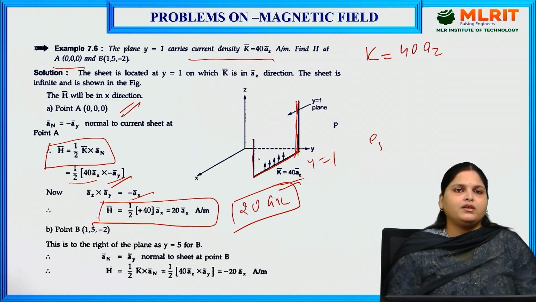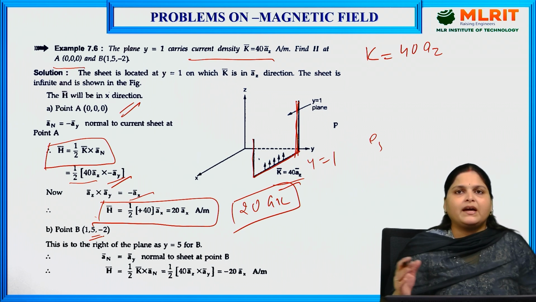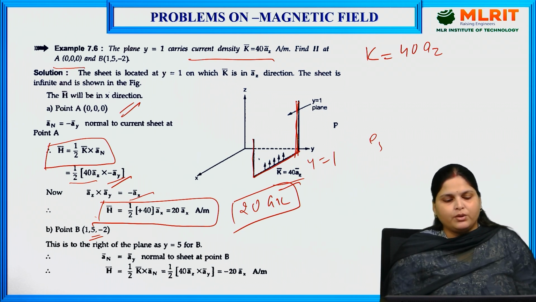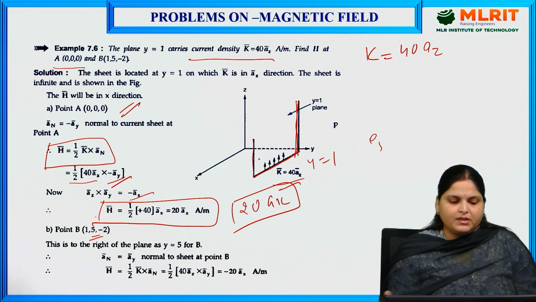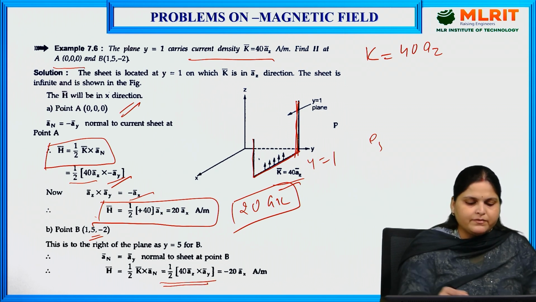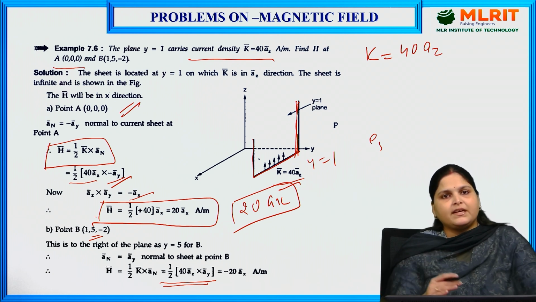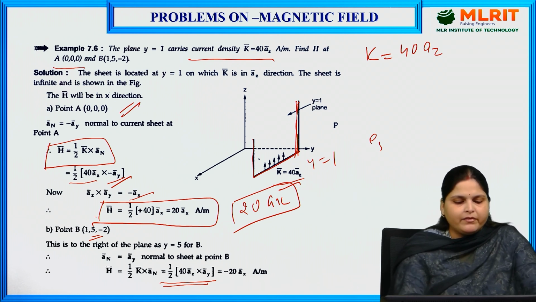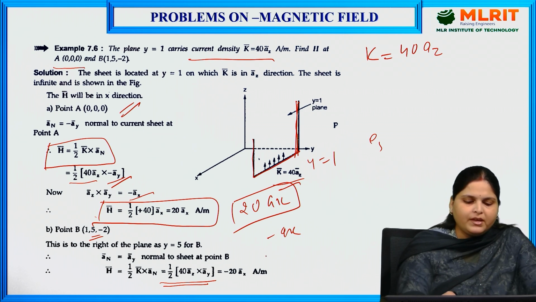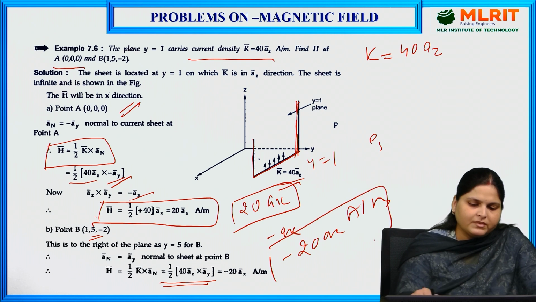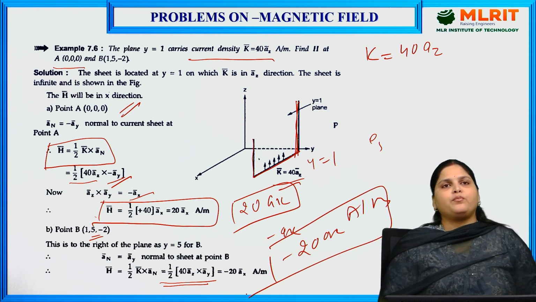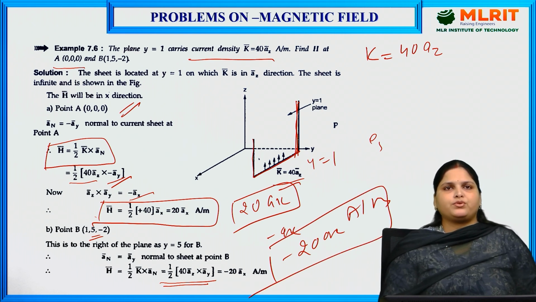Next, we will find out the field on the point 1, 5, minus 2, right? Again, we will consider only this y point. We can see it is on the right side of the plane. So obviously the direction of the field will be positive Ay. Same thing we will do like the first case, 1 by 2, 40 Az. The Az and Ay cross product will be there and we will get minus Ax. So here the answer is minus 20 Ax ampere per meter, right? So these are the fields on point 0, 0, 0 and 1, 5, minus 2.